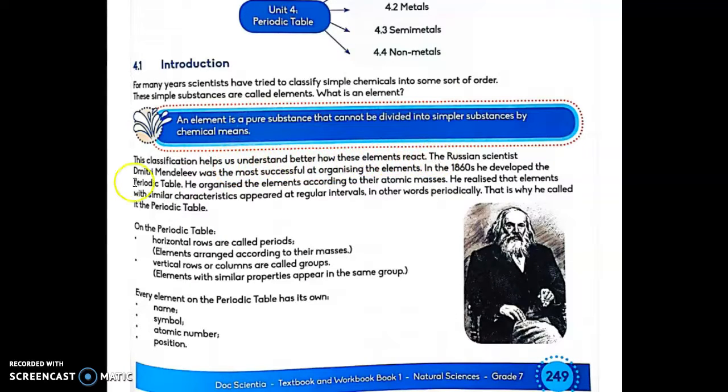The Russian scientist Dmitry Mendeleev was the most successful at organizing the elements. In the 1860s, he developed the periodic table. He organized the elements according to the atomic masses. He realized that the elements with similar characteristics appeared at a regular interval. In other words, periodically. That is why he called it the periodic table.